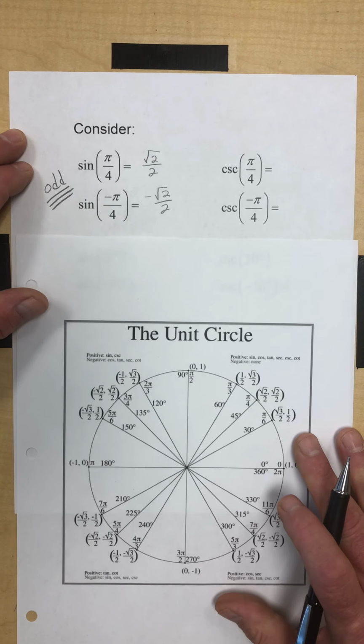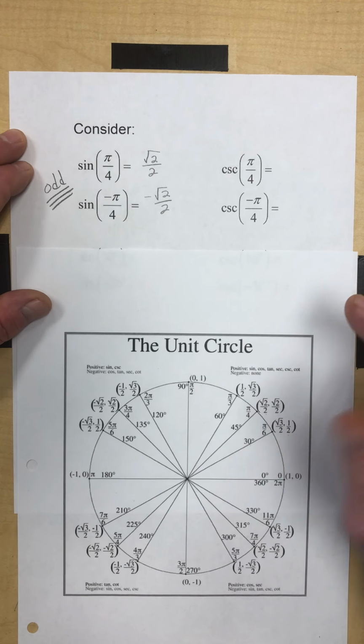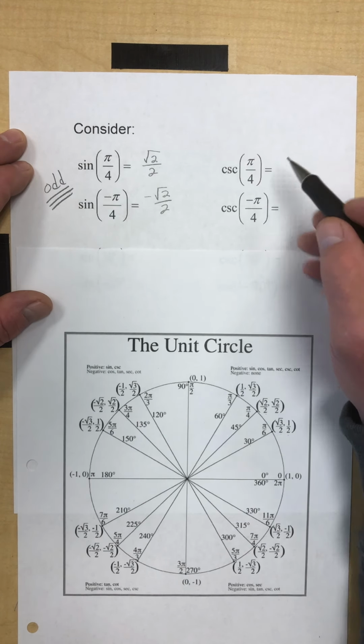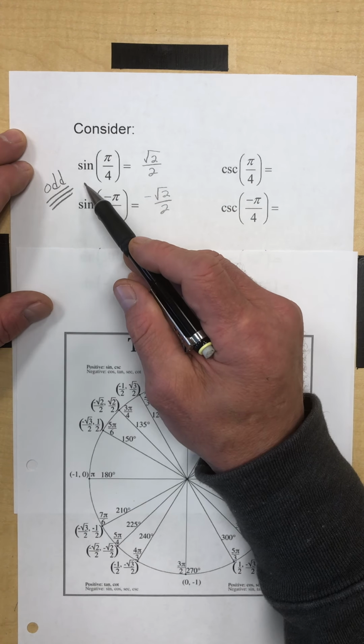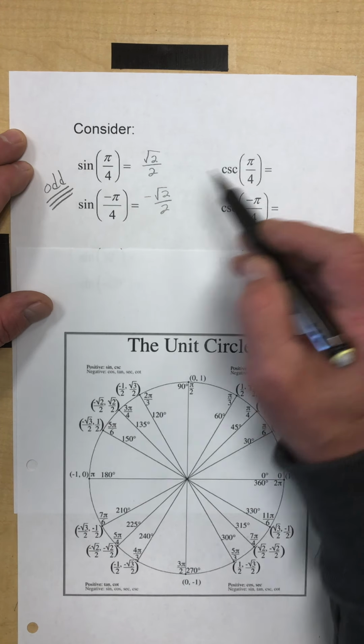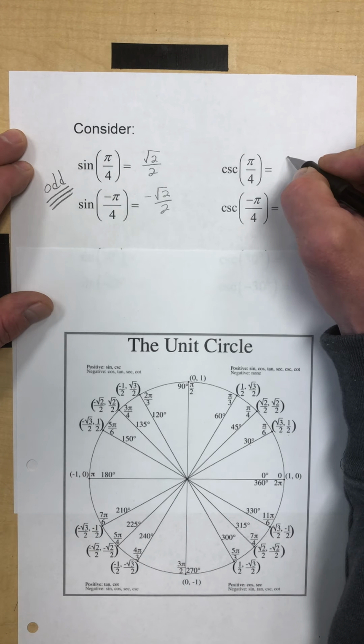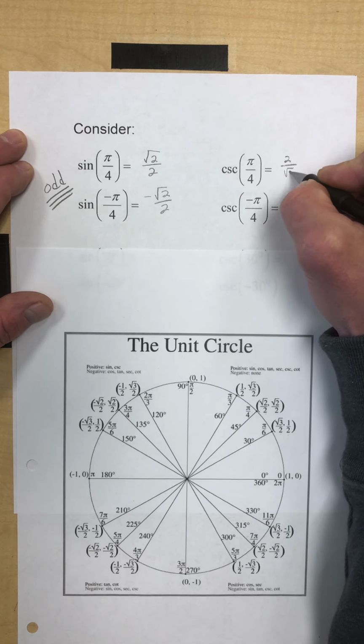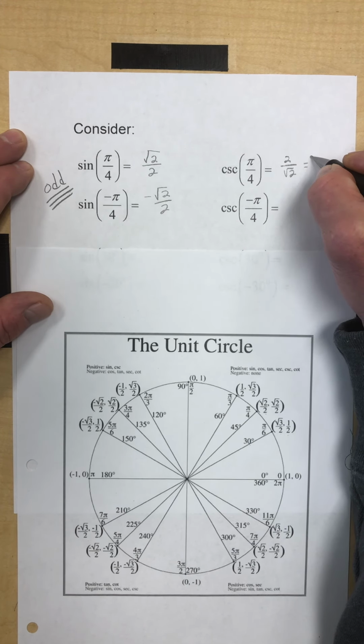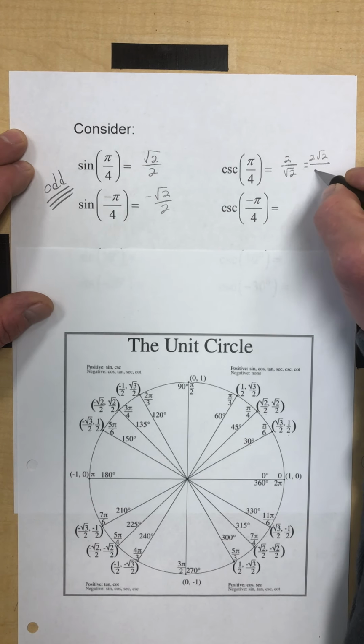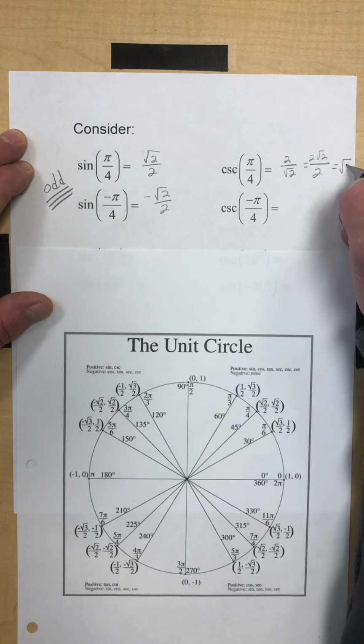Okay, all right, so if I look at the reciprocal, remember the cosecant is the reciprocal of sine, so this would be the reciprocal of this guy. So I would get 2 over radical 2, which obviously is 2 radical 2 over 2, which just gives us radical 2.